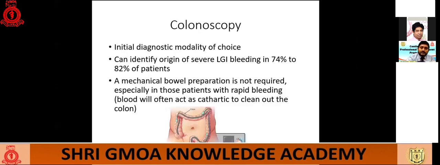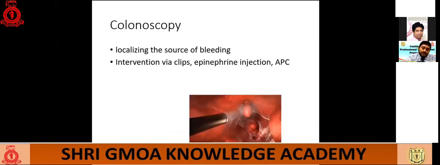So what are the other investigations that can be done? In a stable patient, the best method is to do a colonoscopy. But practically, it's quite difficult to do a colonoscopy in a bleeding patient. But an experienced endoscopist can identify the cause of bleeding in about 70 to 80% of the time. The importance of doing a colonoscopy is that you can identify the source of bleeding, as well as do curative management like application of clips, epinephrine injection, and APC.